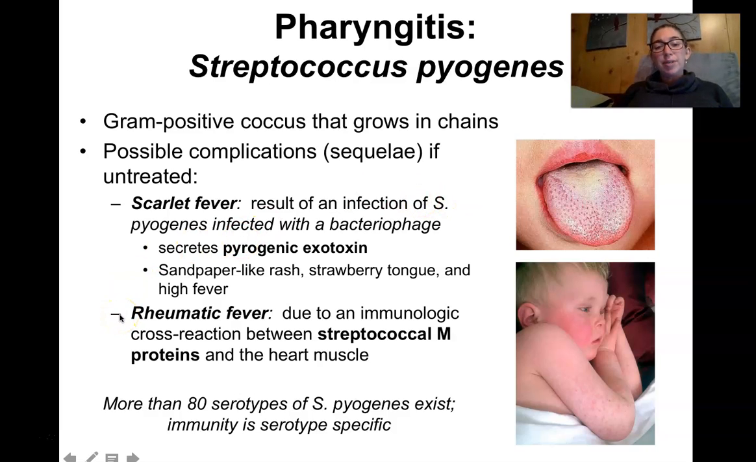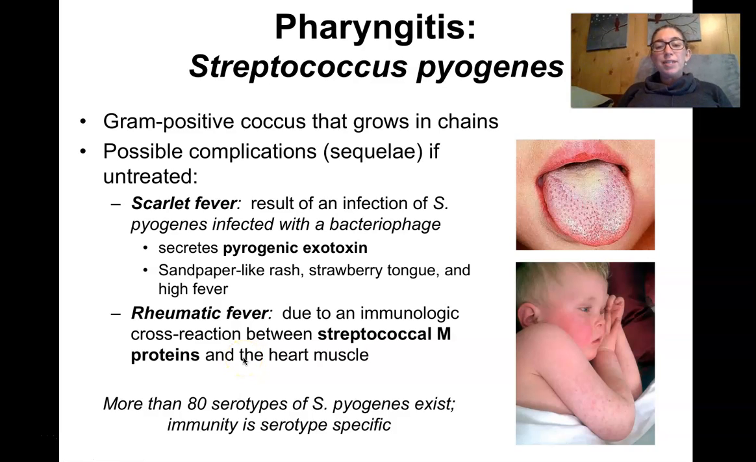Rheumatic fever is particularly dangerous because this is due to a cross reaction that your immune system creates towards one of the strep proteins that happens to look a little bit like a protein in your heart muscle. And so your body starts making antibodies to the strep protein, but those antibodies are cross-reactive, meaning they also recognize the heart muscle and bind to it and cause damage to the heart. So rheumatic fever can cause permanent, lifelong heart damage.